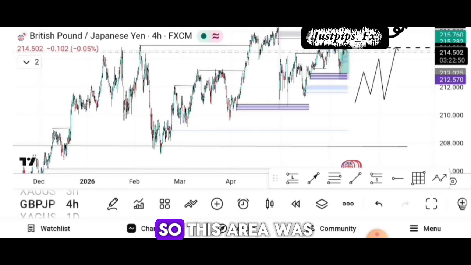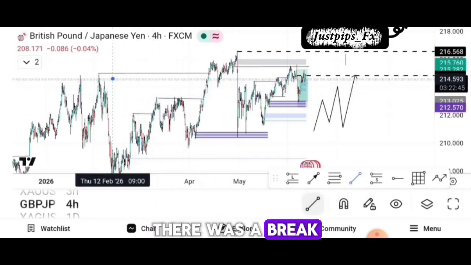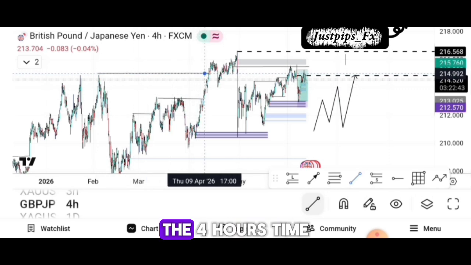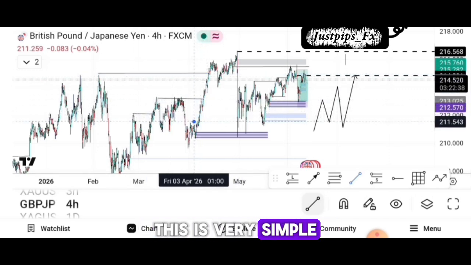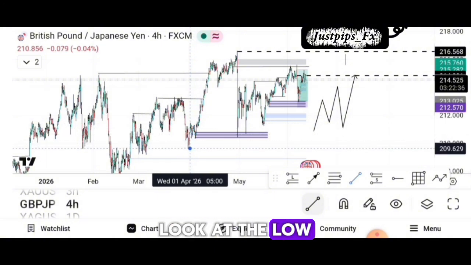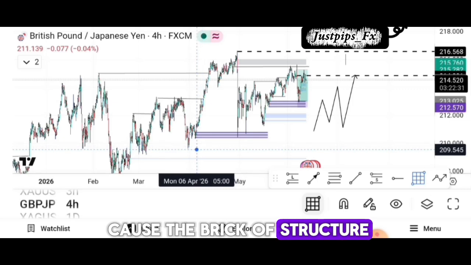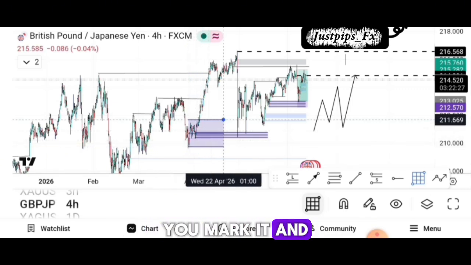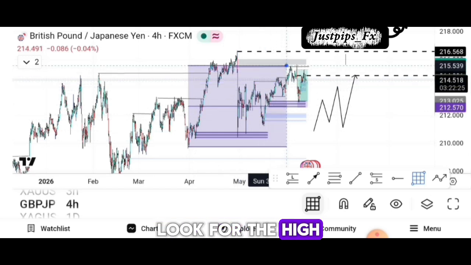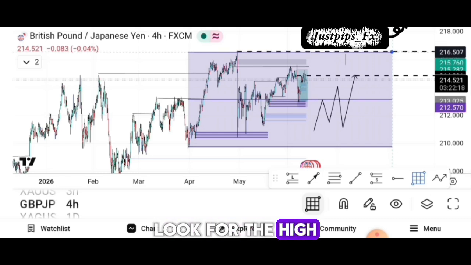So in this area there was a break of structure here on the 4 hours time frame. So how to mark out your range is very simple. Look at the low of the leg that caused the break of structure, either to the upside or the downside. You mark it and look for the high that caused the high of the leg.